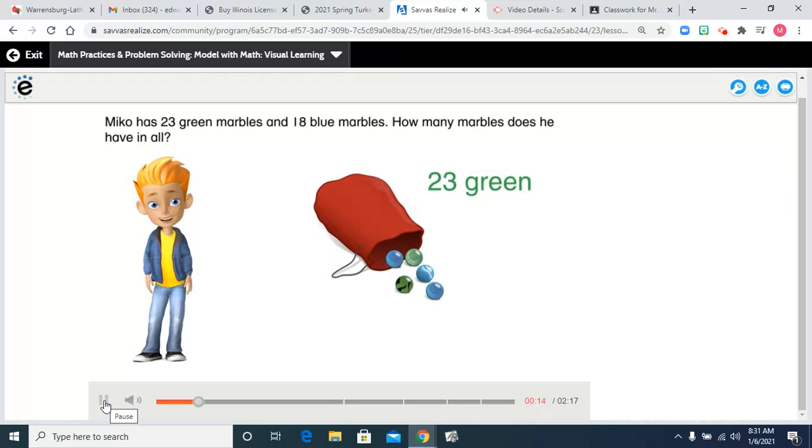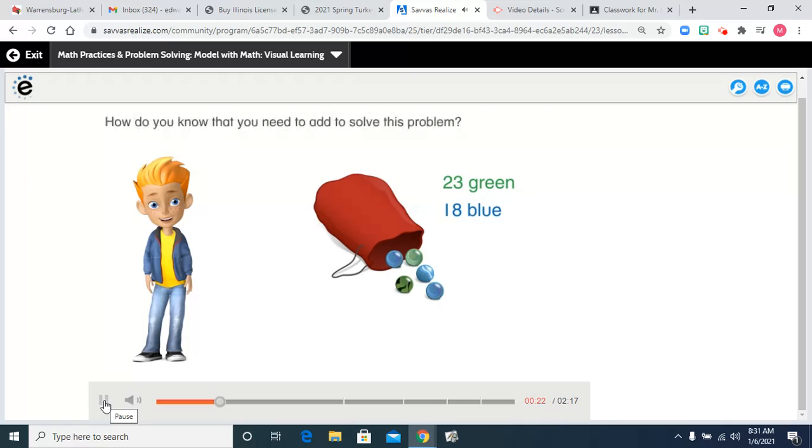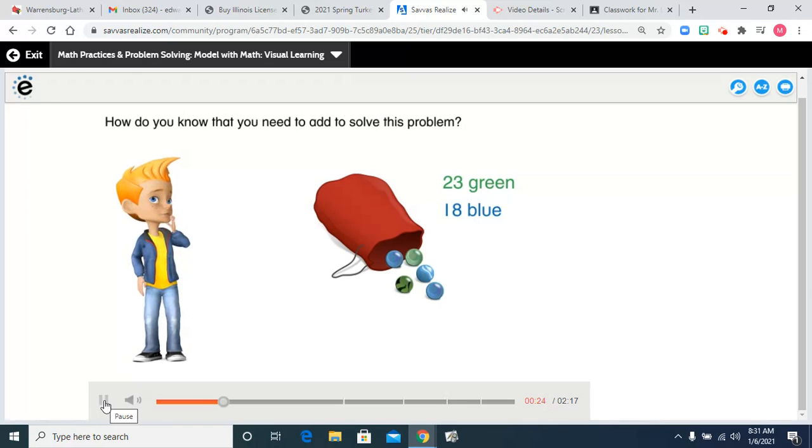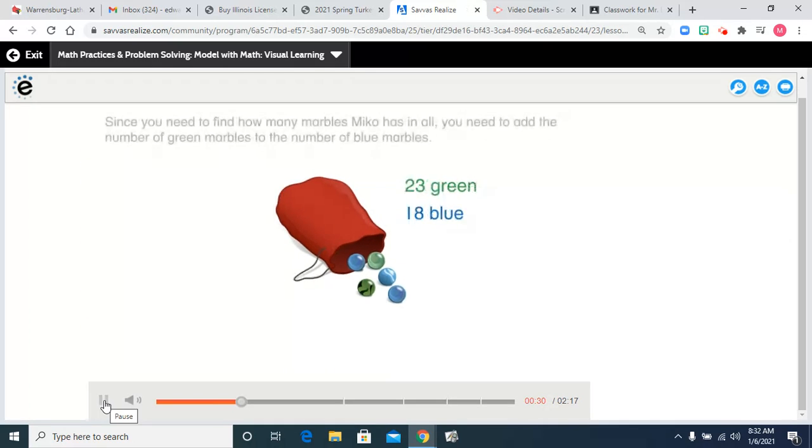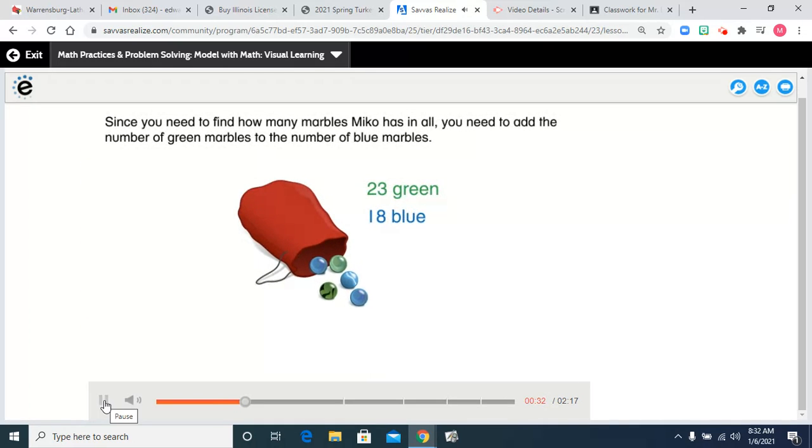Miko has 23 green marbles and 18 blue marbles. How many marbles does he have in all? How do you know that you need to add to solve this problem? Since you need to find how many marbles Miko has in all, you need to add the number of green marbles to the number of blue marbles.